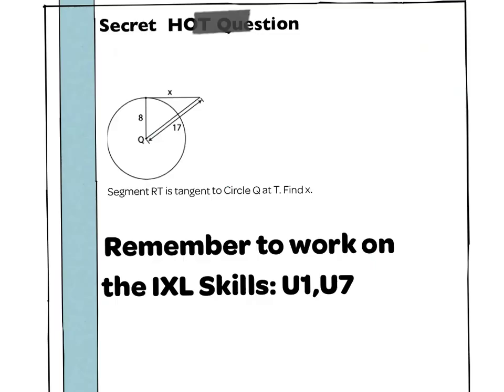Here's your secret hot question. It says, segment RT is tangent to circle Q at T. So there's T up there. Can you find X? So there's R, there's T, find X.